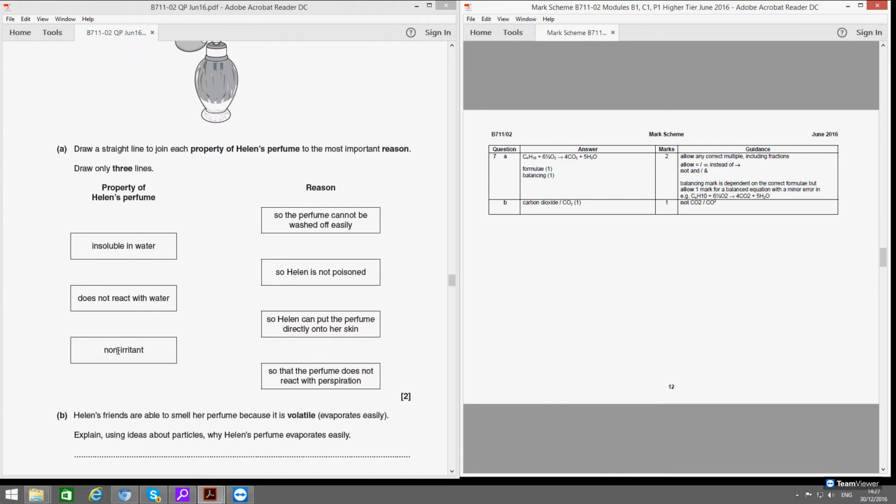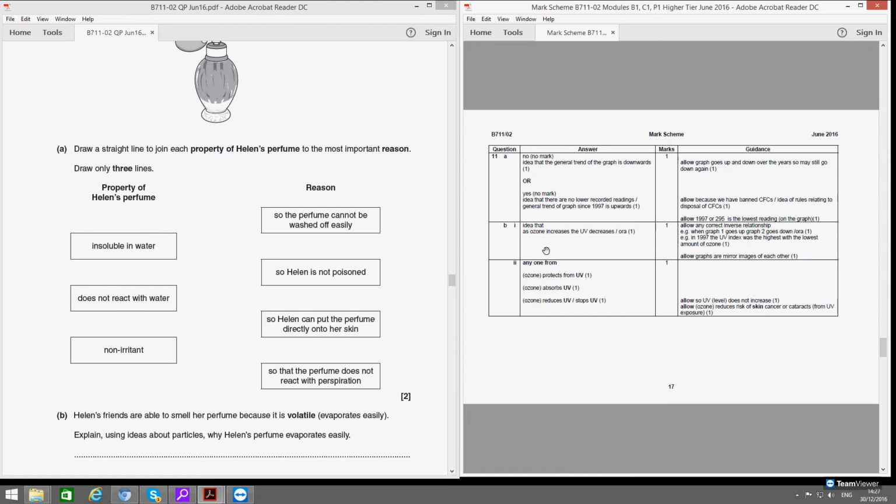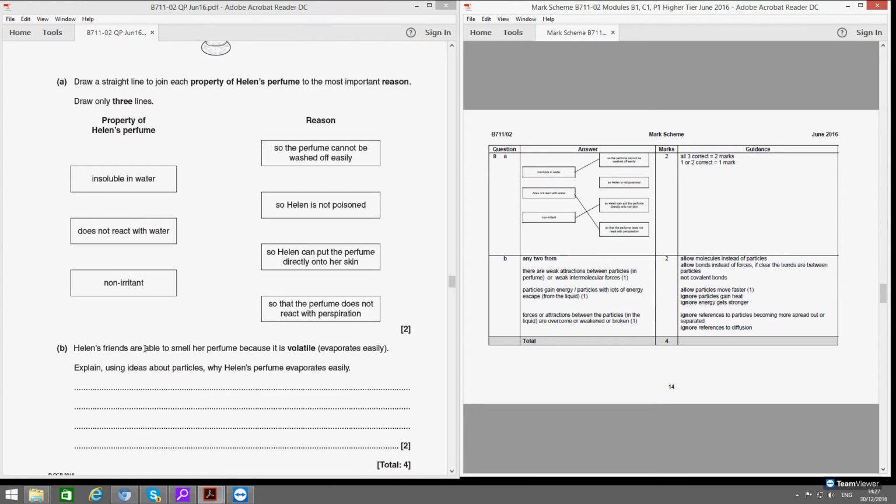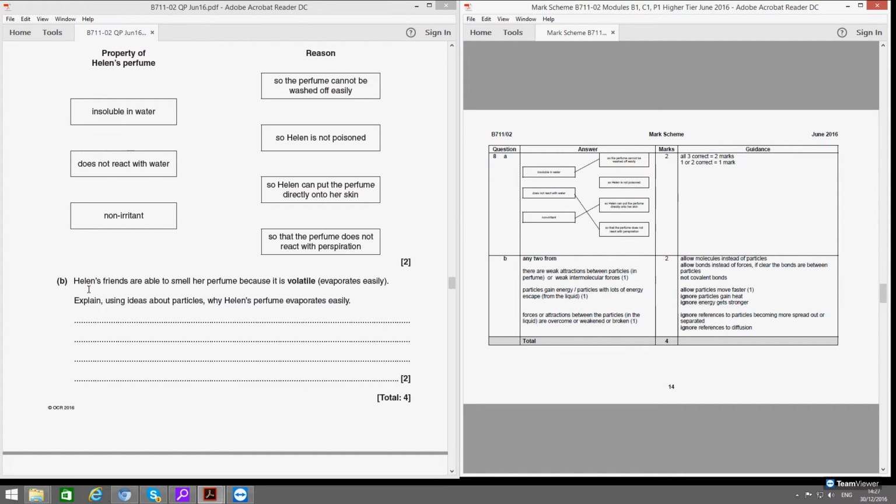And the fact that it's a non-irritant, okay? If it's a non-irritant, ladies and gentlemen, then that means that Helen can put the perfume directly onto her skin because you don't want any irritation being caused by the transmission of the substance onto the skin. Common sense, right? B.